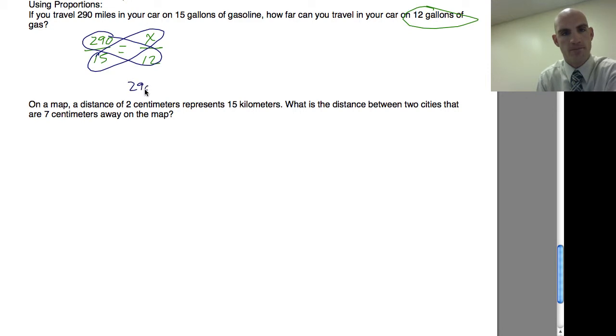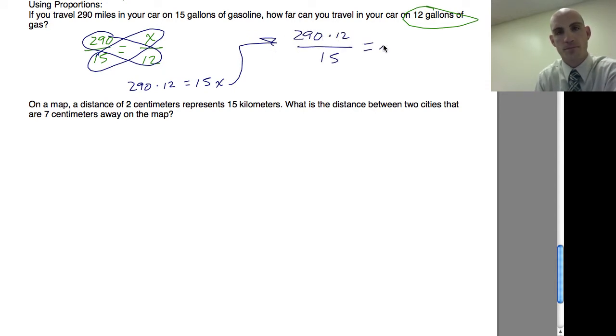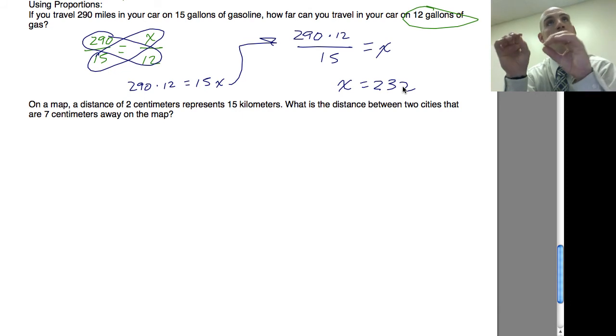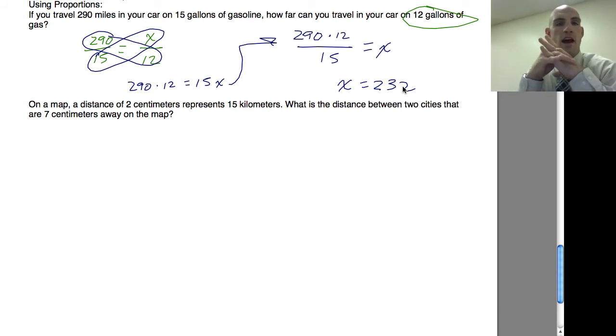But what I'm going to do is I will do my cross products method. So I have 290 times 12 equals 15x. So that leads me to 290 times 12 over 15. Cross multiply and divide. 290 times 12, and then I'll divide that by 15. 232. That's how we use cross products. So to get the same average number of miles per gallon, I would have to travel 232 miles on 12 gallons. Okay? So that's how this works.